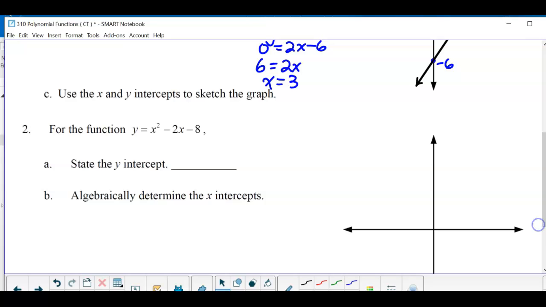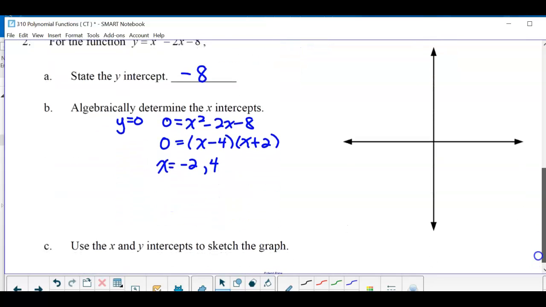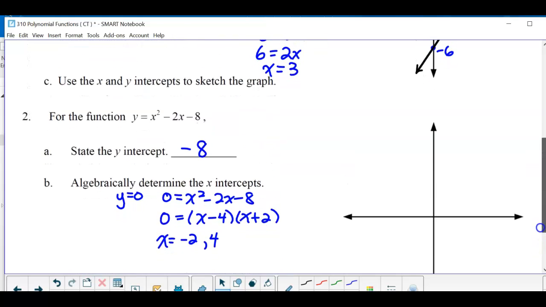Next one's quadratic. State the y-intercept, negative 8. Algebraically determine the x-intercept, so that's when y equals 0. So that's going to be 0 equals x squared minus 2x minus 8. We did this last semester as well. So you factor. So x equals negative 2 and positive 4. And use the x and y intercepts to sketch it.